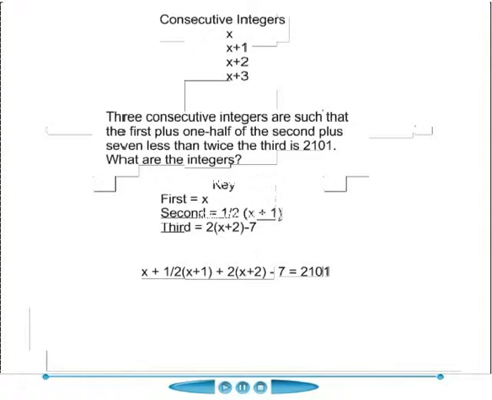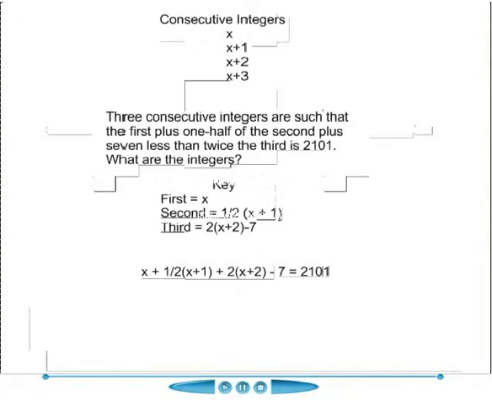So we have the first consecutive integer, which we're going to leave all by itself and call it x. We're going to take 1/2 of the second consecutive integer, so we have 1/2 times the quantity of x plus 1. And with the third consecutive integer, we're going to take 7 less than 2 times the quantity of x plus 2. Remember that less than is one of those key words, so we're going to write it backwards. 7 less than 2 times the quantity of x plus 2.